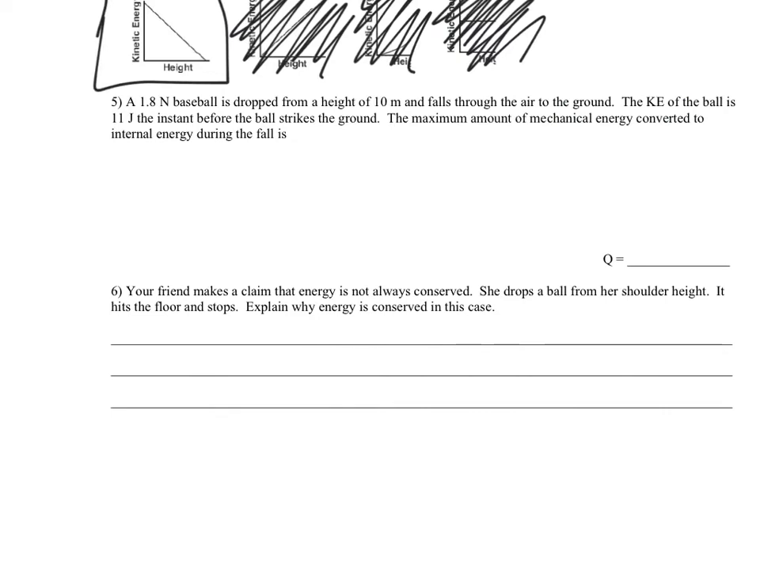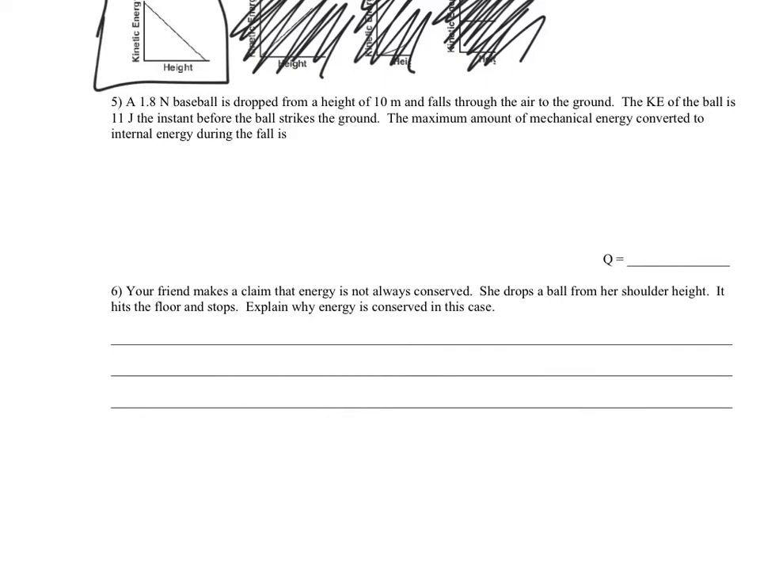Number 5 is a multiple choice question from years past. It does take a bit of work. I'll go through the long way to do it, but as you practice these more and more, you'll definitely get better at doing this quicker and quicker. So we have a 1.8 newton ball and it's dropped from a height of 10 meters and it falls through the air to the ground. The kinetic energy of the ball is 11 joules the instant before the ball strikes the ground.